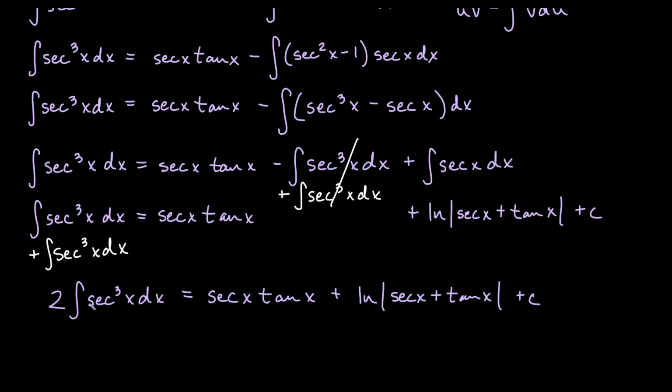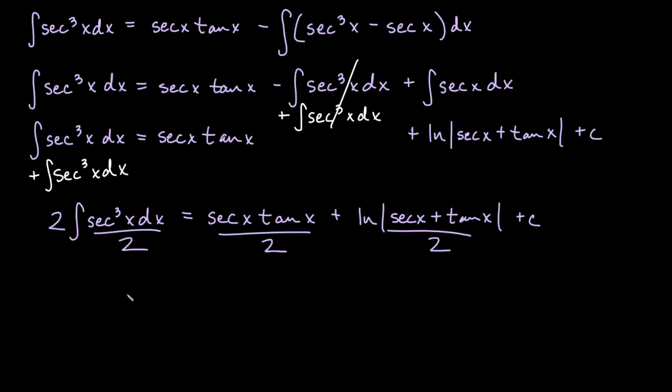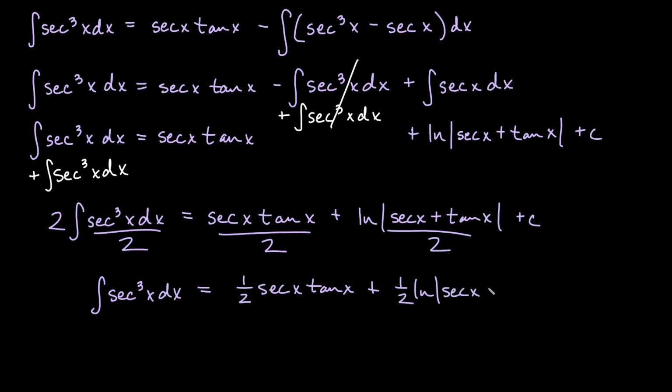The only thing to do now to solve the original integral is to divide everything by 2, all terms, even the constant, although a constant divided by 2 is still just going to be some constant. So we get the integral of secant cubed x dx equals 1/2 secant x tan x plus 1/2 ln of secant x plus tan x plus c. Okay, so that's our answer for this one.